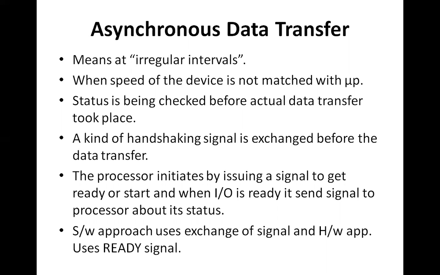For example, if we take the case of the AD converter, the device known as the AD converter, which is working as an input device. What this device does is convert the analog signal into digital information, and it is a slower device. So whenever the processor requires some data from the AD converter, it has to wait, because the analog to digital converter is not so fast that it is ready to give the information whenever the processor requires it. So for that kind of input device or output device, we use the asynchronous data transfer scheme.